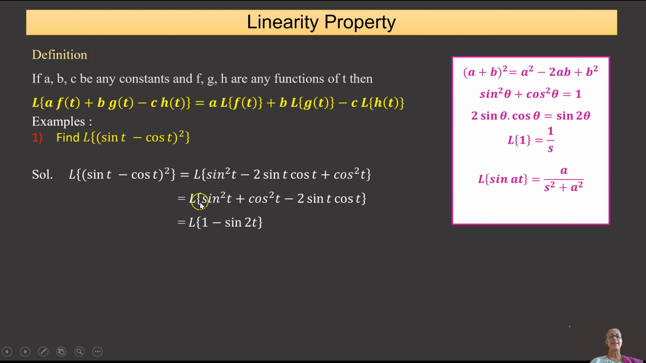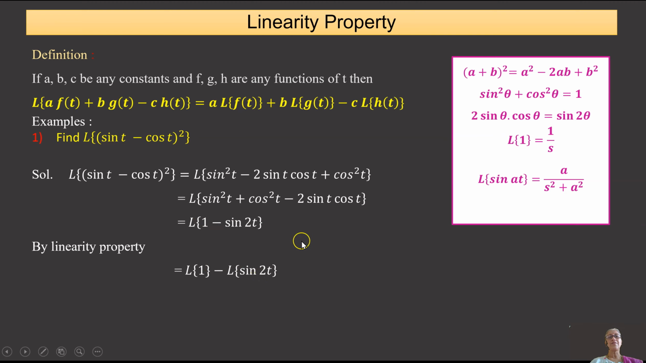Then this gives the Laplace transform of 1 minus sin 2t. So here there are two terms, 1 and sin 2t. So we can apply the Laplace transform on 1 and the Laplace transform on sin 2t separately. That means by the linearity property, this gives the Laplace transform of 1 minus the Laplace transform of sin 2t.